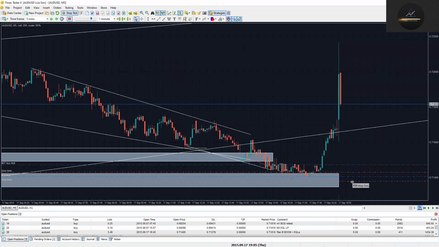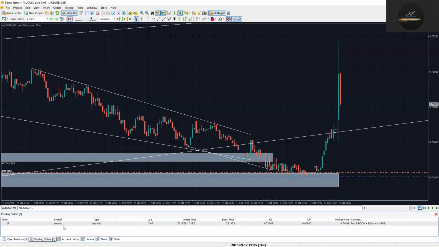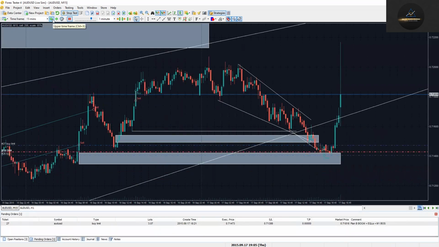So let's move that to break even. I'm going to cancel the pending because of the momentum. I don't think it's going to get triggered. Let's just zoom out on the 15-minute. Will it trigger? It might do, actually. I'm going to leave it there. Okay, let's press play.